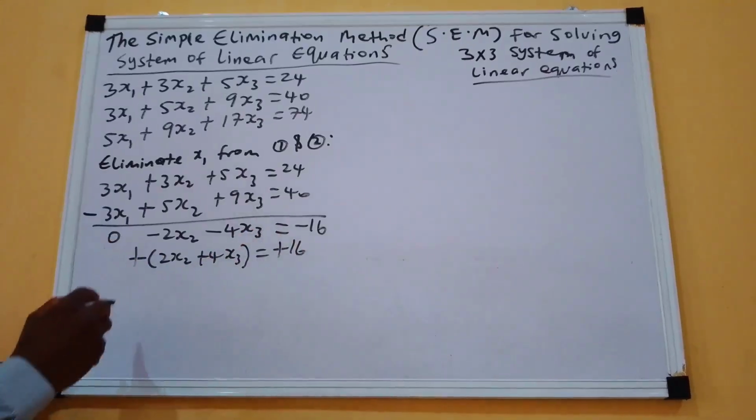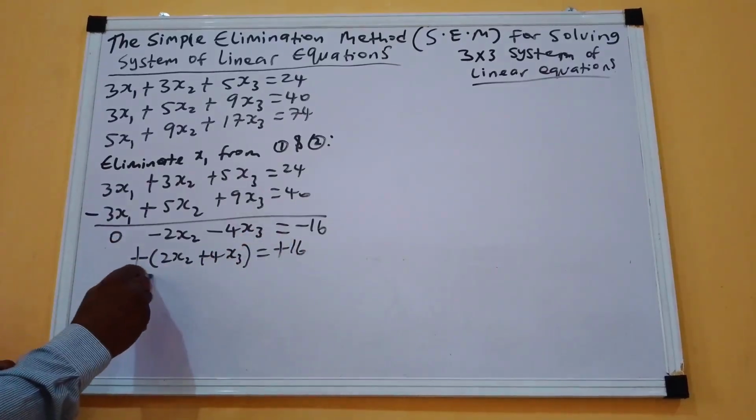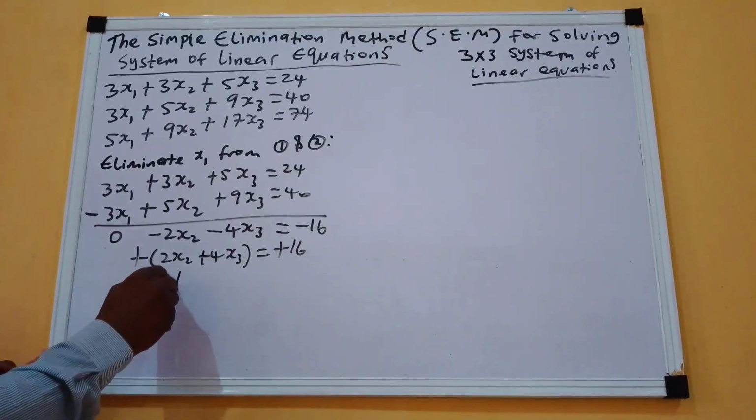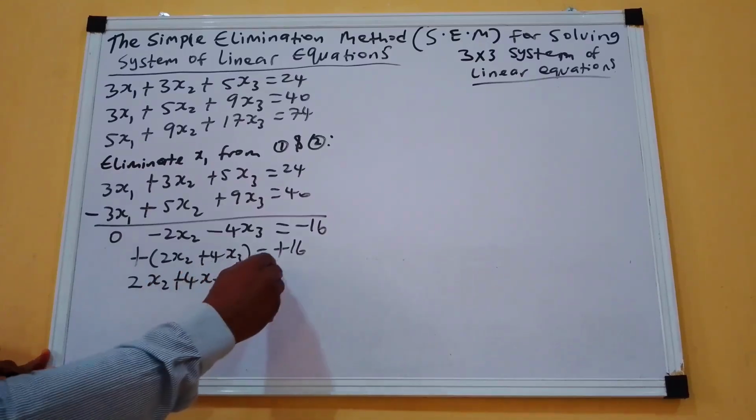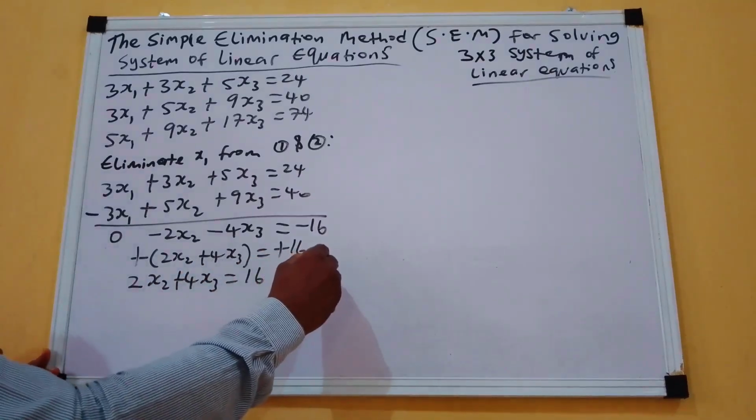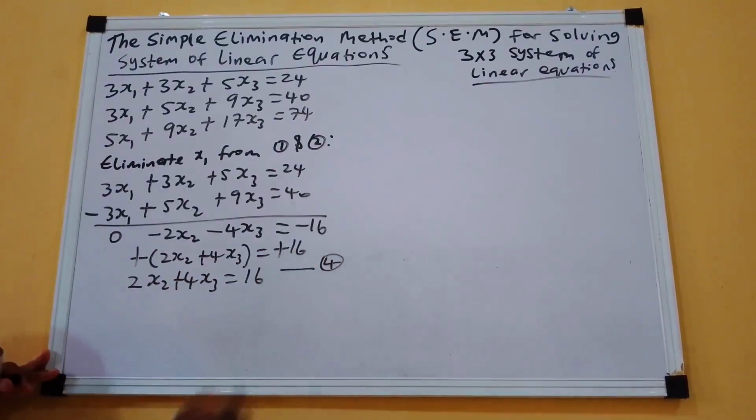So this minus will cancel out. So you now have 2x2 plus 4x3 is equal to 16. You call this one equation 4. So this will now be your equation 4. Is that clear?